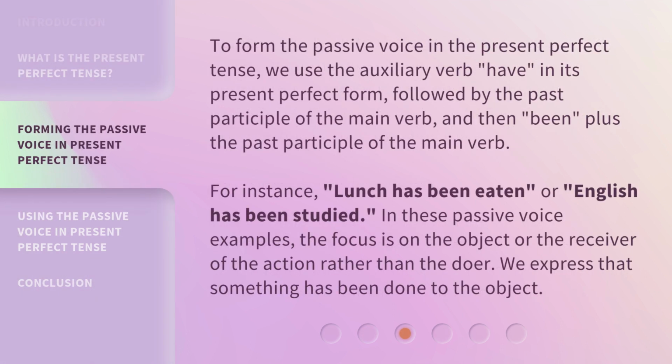To form the passive voice in the present perfect tense, we use the auxiliary verb "have" in its present perfect form, followed by "been," plus the past participle of the main verb. For instance, "lunch has been eaten," or "English has been studied." In these passive voice examples, the focus is on the object or the receiver of the action rather than the doer. We express that something has been done to the object.